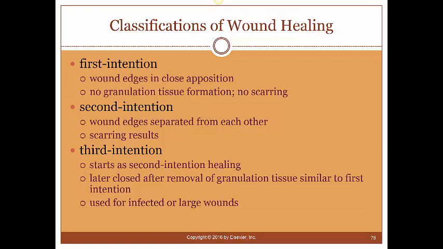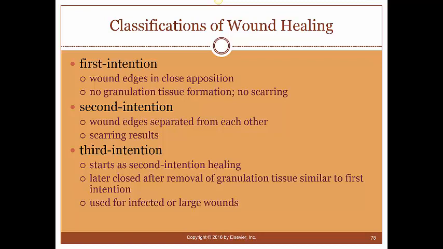Third intention is a combination of first intention and second intention. So we start these things as a second intention healing. And so we're going to let it try to fill in naturally itself. And later, we will close after removal of granulation tissue. And it'll be similar to what first intention healing is at that point. So we actually go in there and we'll see a bunch of the scar tissue and granulation tissue that comes up from second intention. I'll cut all that out and I'll suture it closed.